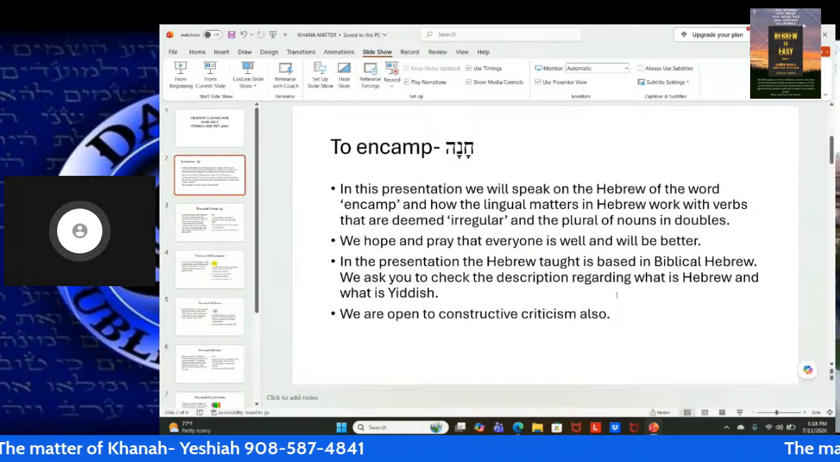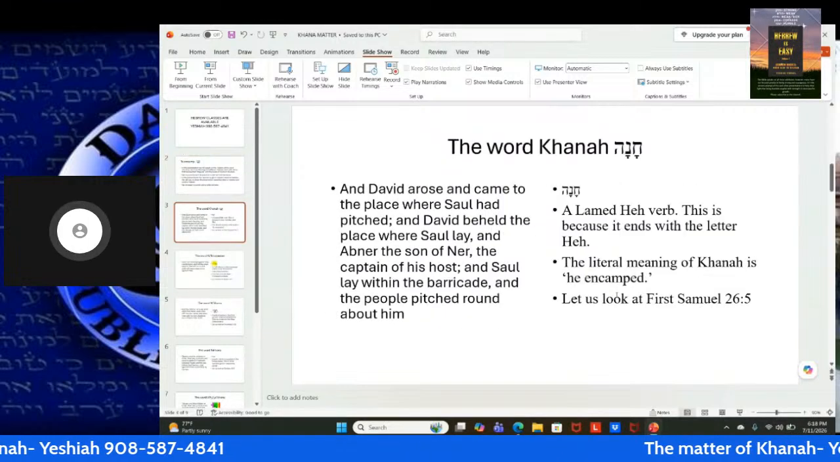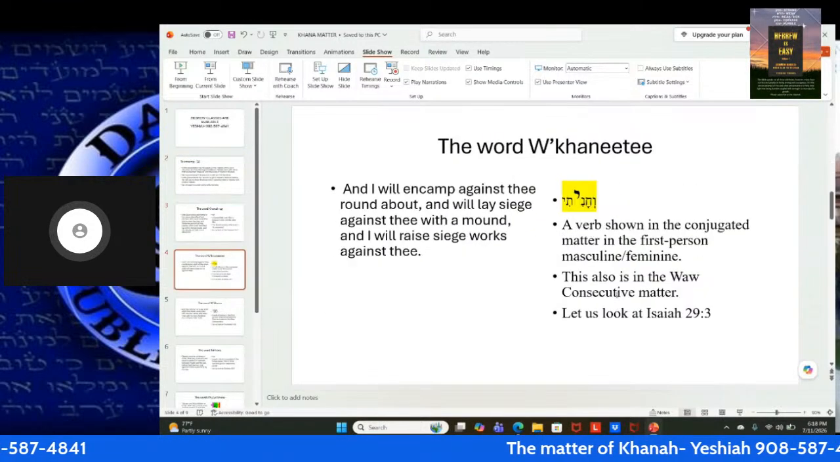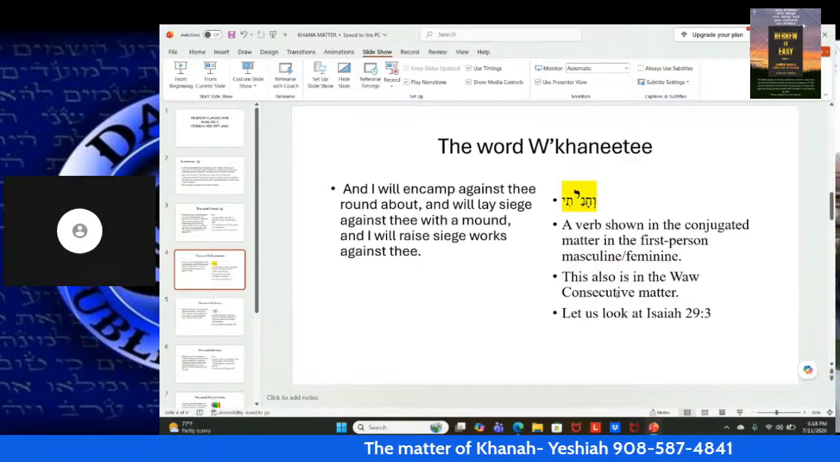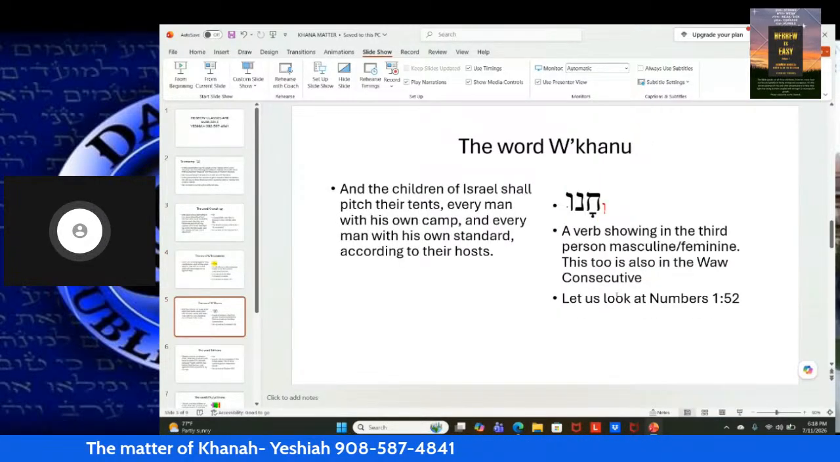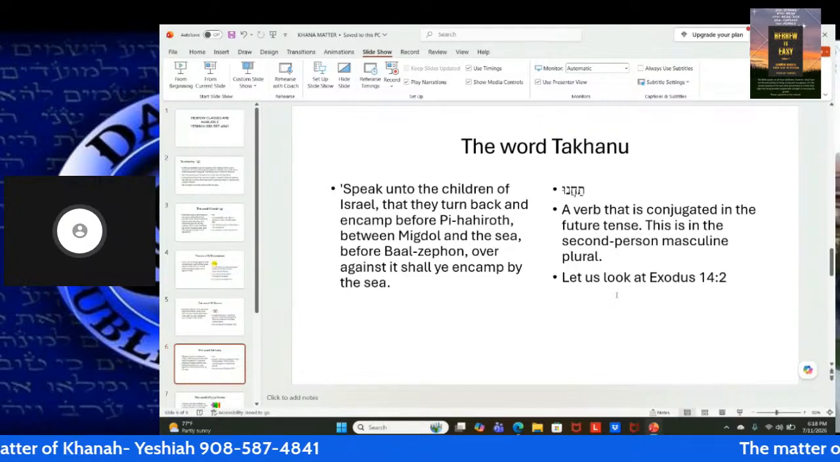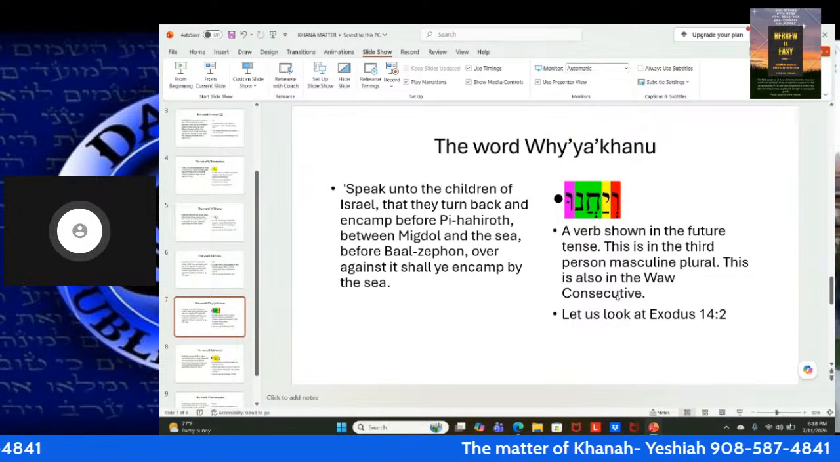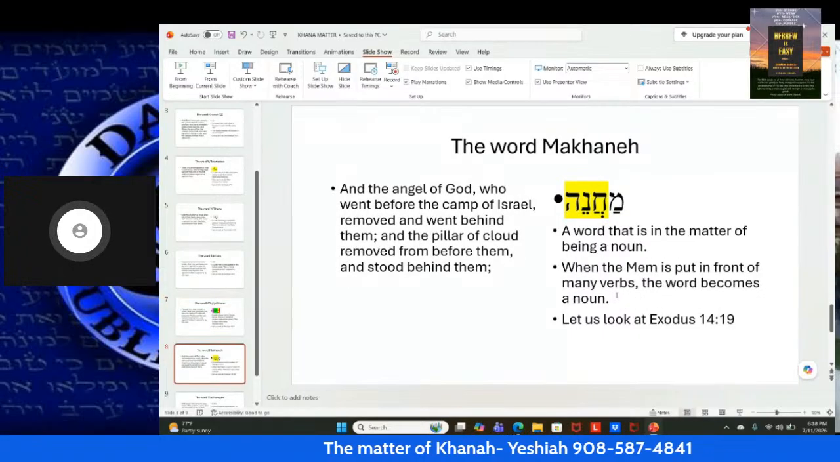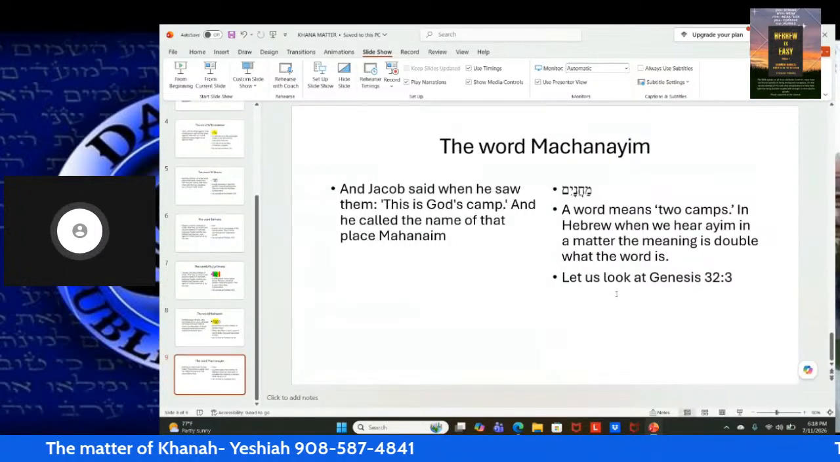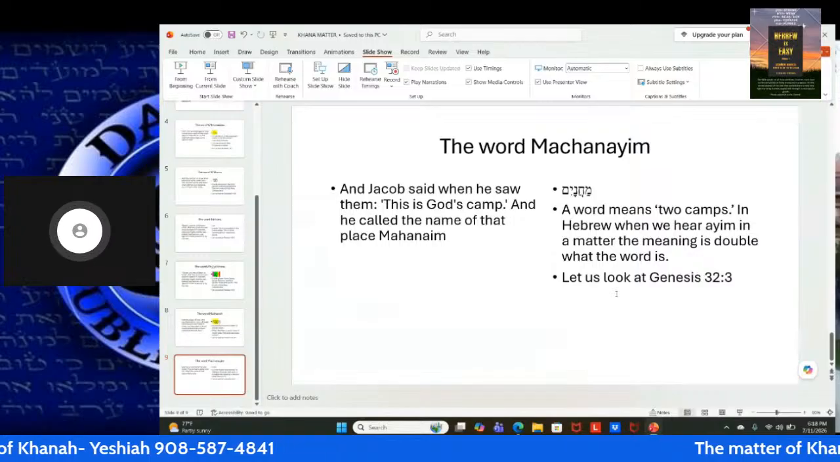In that particular case, the word chanah you see there, vechaniti was expounded upon. Vechanu was expounded upon. Tachanu was expounded upon. Vayachanu was expounded upon. Machane was expounded upon. And Machanayim was expounded upon.